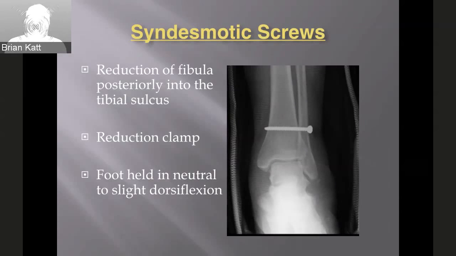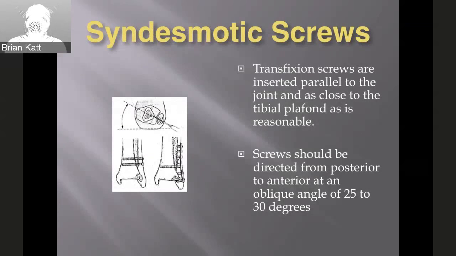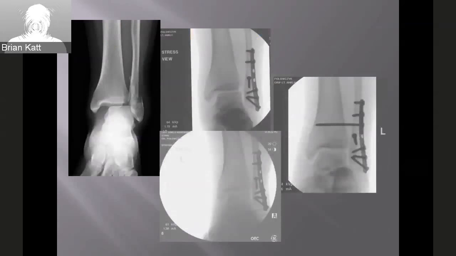But when we put them in, we do want to clamp across the syndesmosis to maintain reduction. Hold the foot in a neutral, slightly dorsiflexed position. And we want to angle obliquely 25 to 30 degrees to capture the tibia with these screws, because we know that the fibula sits a little bit behind the tibia at the level of the ankle joint.